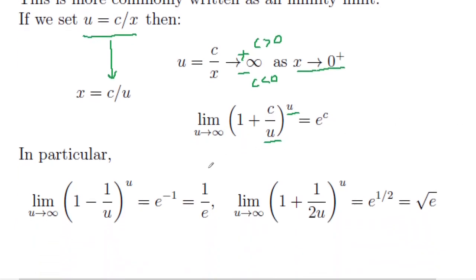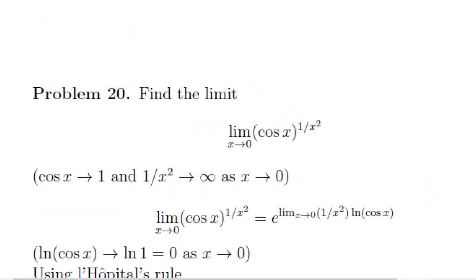As special cases, if c is equal to -1, we get the answer e to the -1, which is 1 over e. And if c happens to be 1/2, then we get the square root of e, e to the 1/2, for the answer in these special cases.